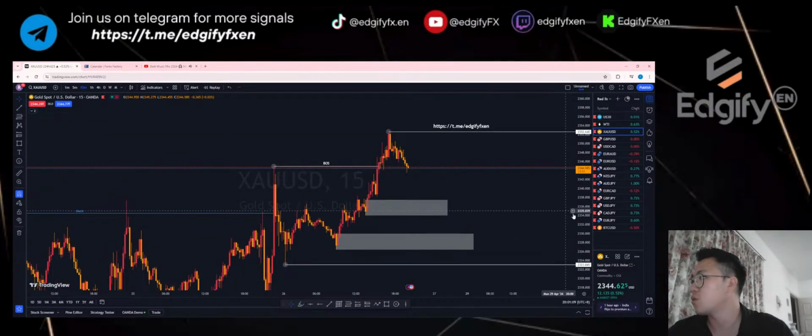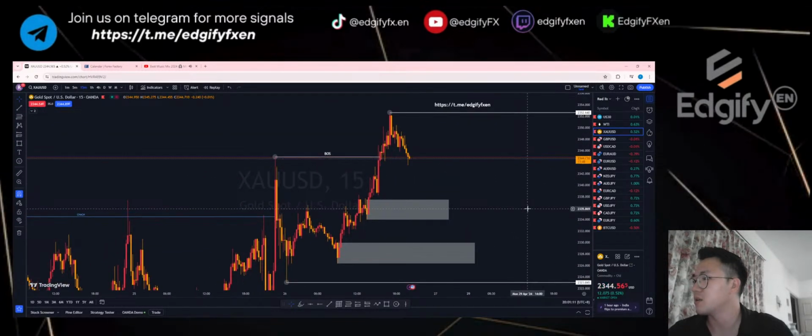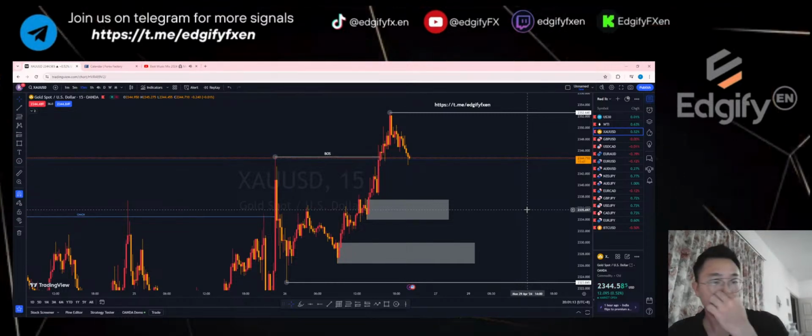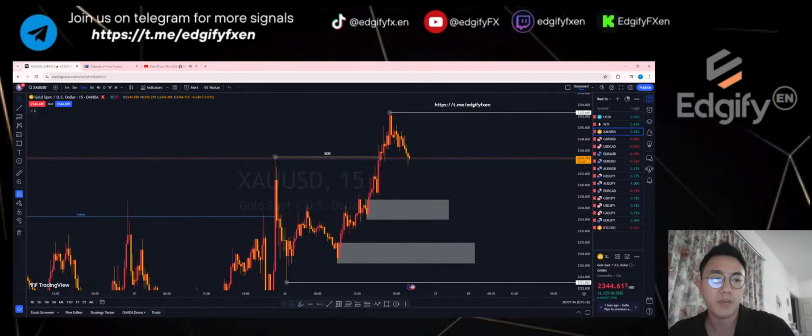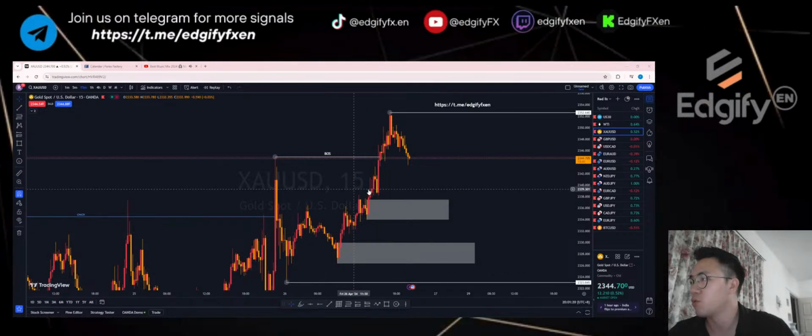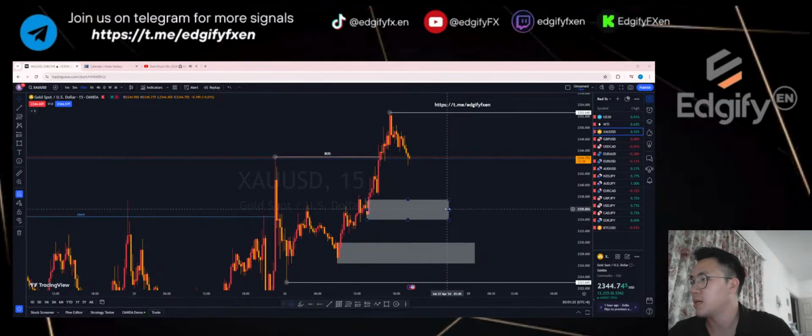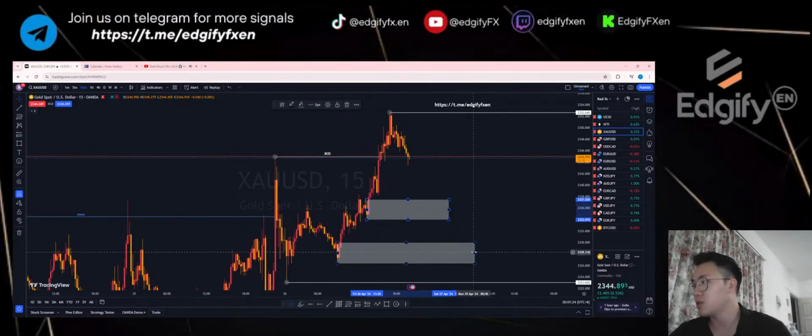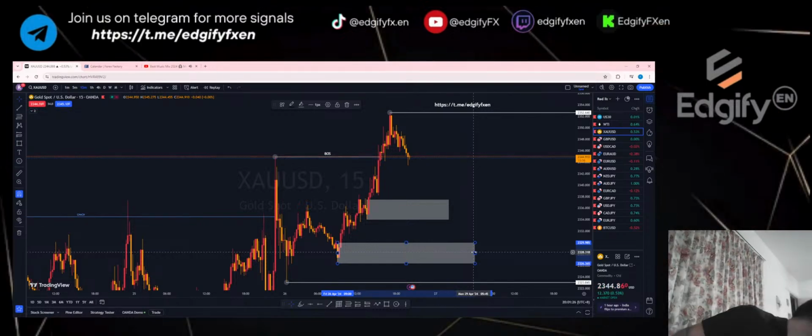At the moment for gold, I've just marked out my range and all. So basically for gold, currently I'm looking for a buy, but either on this zone here or this zone.